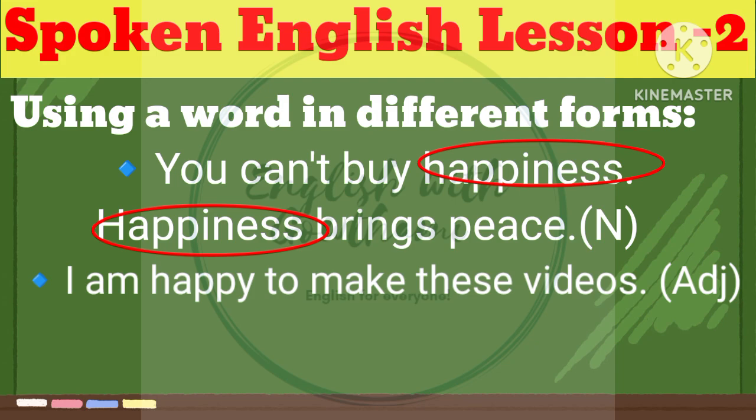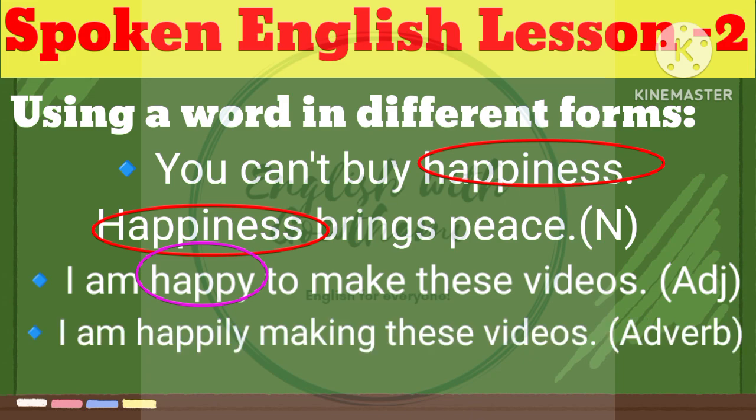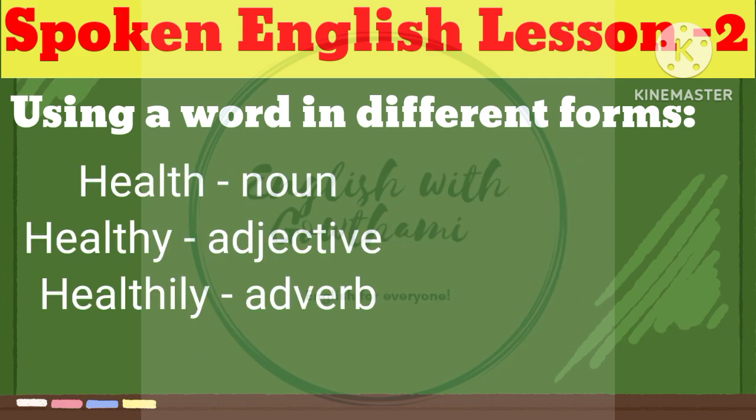I am happy to make these videos. In this case, happy is the adjective. Next, let us see one more example. I am happily making these videos. Here, happily is the adverb because it is telling more about making videos. Okay, I hope you understood the difference. In the same way, health is the noun, healthy is the adjective, and healthily is the adverb.